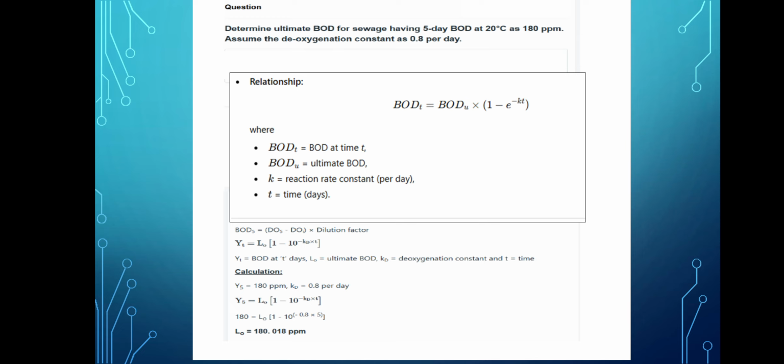So that was another mathematical problem. In the next class, we will discuss another mathematical problem on BOD. We have learned the basic formula of BOD: BODT equals BODU into 1 minus e to the power minus K into T. Thank you.